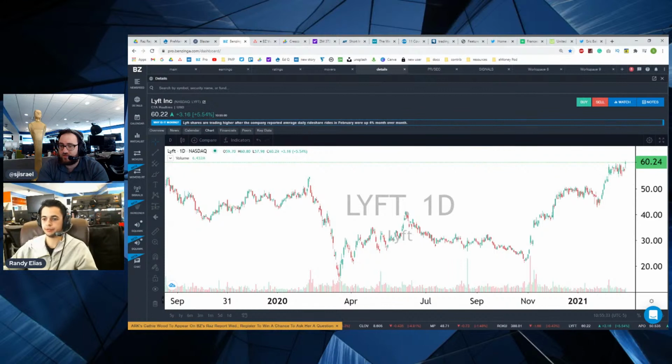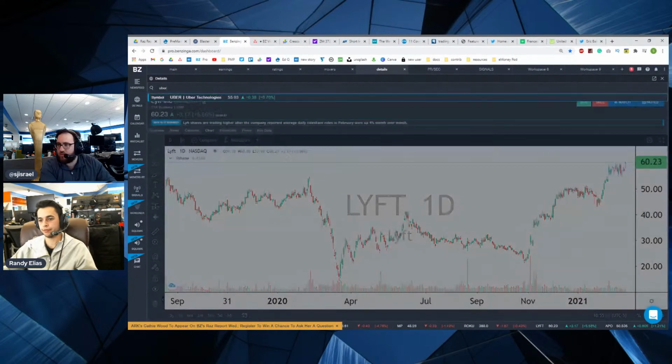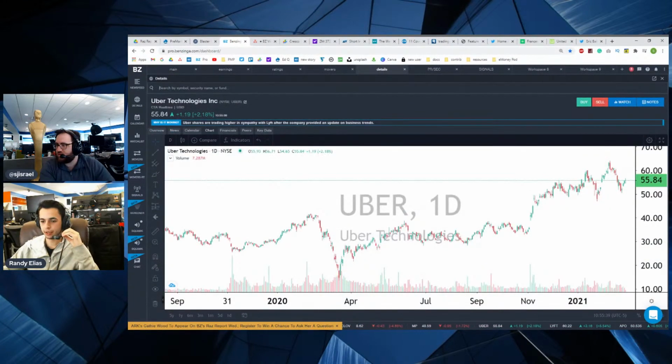Speaking about Lyft, that brings me to Uber. Keeping an eye out on Uber for a sympathy play. They're up 2% for the day. And they also had some news yesterday. There was a Bloomberg article: Uber spins off robotic delivery unit. Okay, so they get some cash. Not sure how much exactly, but that was some good news. Uber really hasn't moved as much as Lyft.